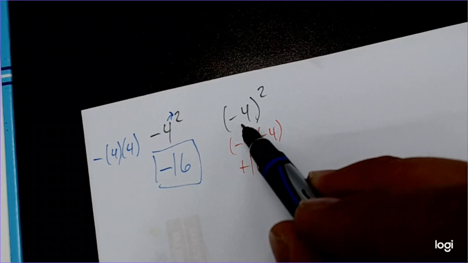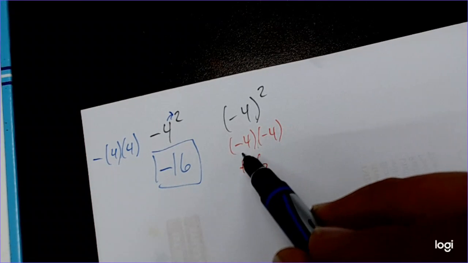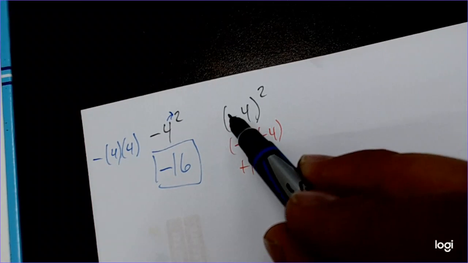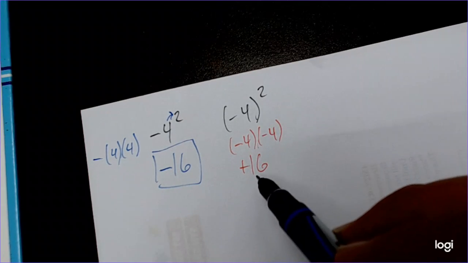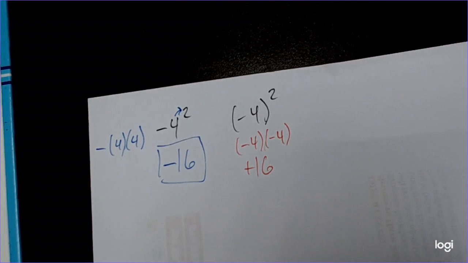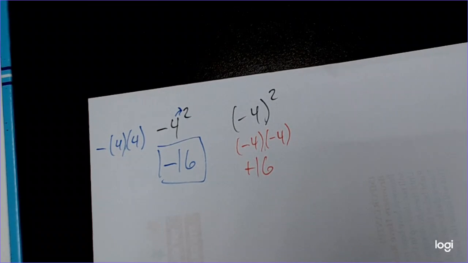So if there's a negative inside the parentheses, the negative gets multiplied. So if there's an even number of negatives, it becomes a positive number. If there's an odd number of negatives, it becomes a negative answer. Right? So that's how we deal with those. Now let's talk about how we do this with evaluation problems. So our evaluation problems will look something like this.